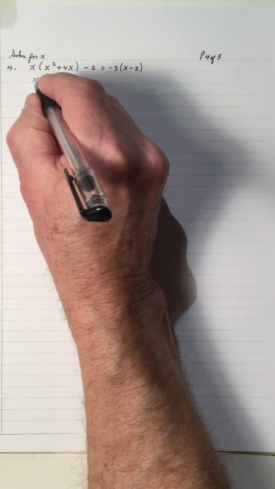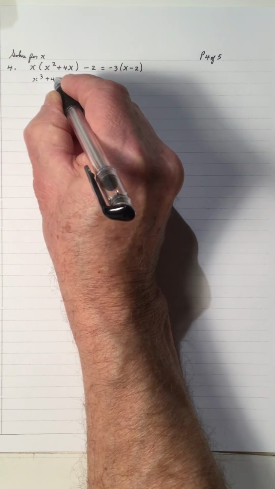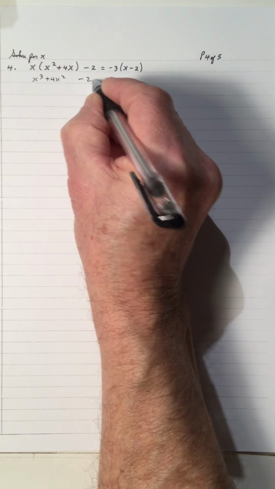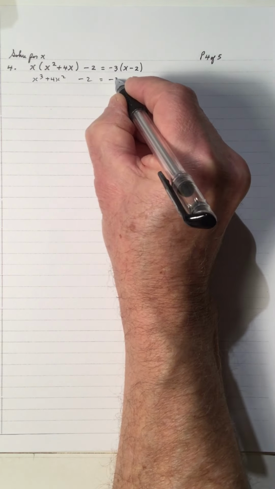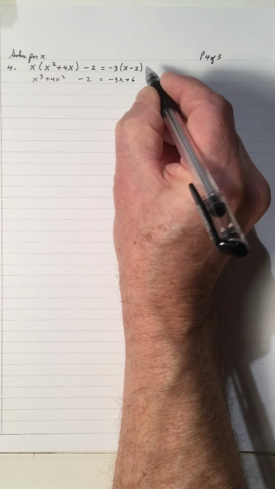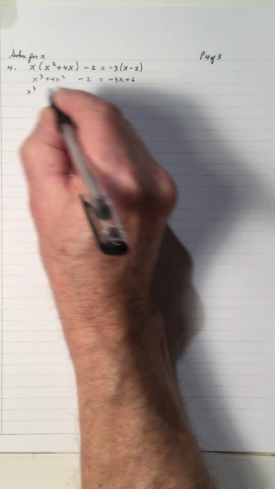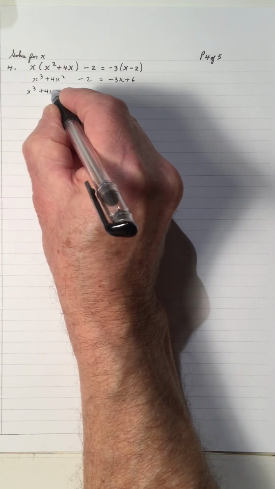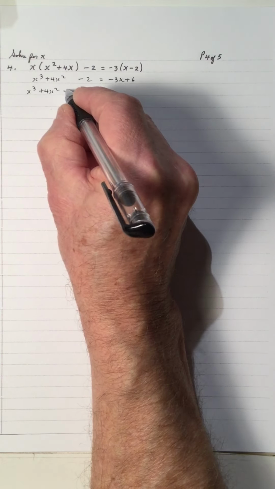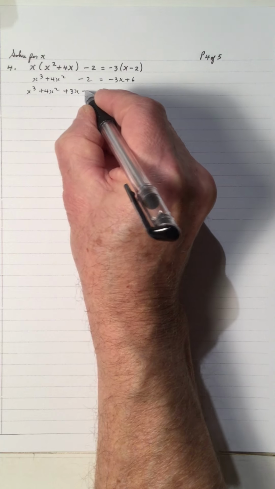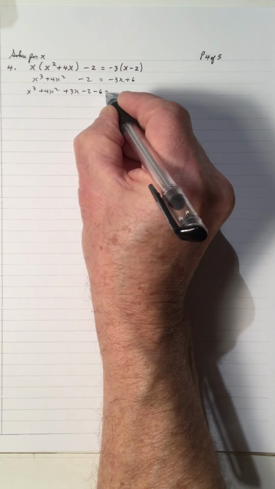So multiply x cubed plus 4x squared minus 2x. Multiply negative 3x plus 6. And we have to put them in descending order on the left. X cubed goes first, then the 4x squared, then the plus 3x, minus 2, minus 6.